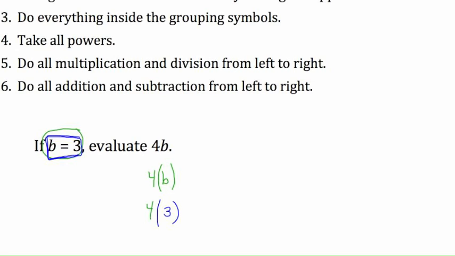From here, there's just one step left. You'd want to go through each of the steps, but you'll find that there's nothing else to do until you get to step 5, do all multiplication and division from left to right. We can multiply 4 by 3, which is 12.